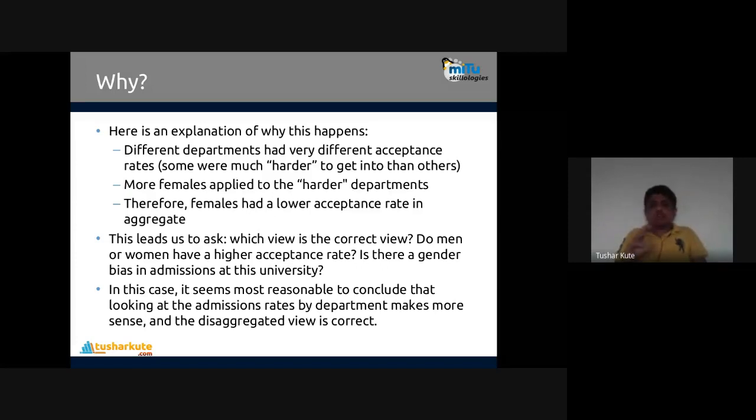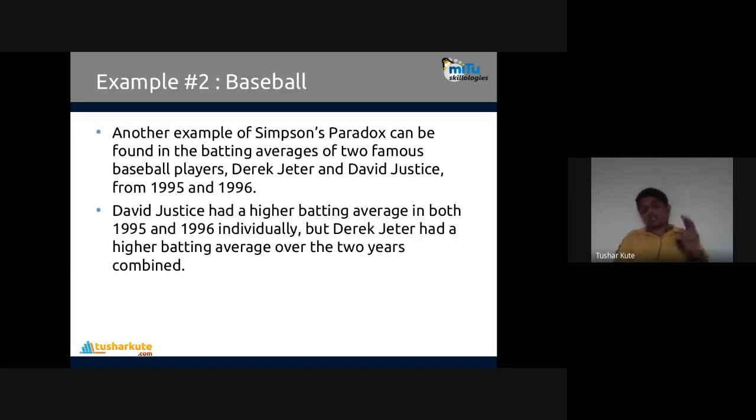Remember, this leads us to ask which view is the correct view. Do men or women have a higher acceptance rate? Is there any gender bias in admission at this university? In this case, it seems most reasonable to conclude that looking at the admission rate by department makes more sense and the disaggregated view is correct. By making the departments, we get different results, and by aggregating all together, again different results. This may be the reason behind it.